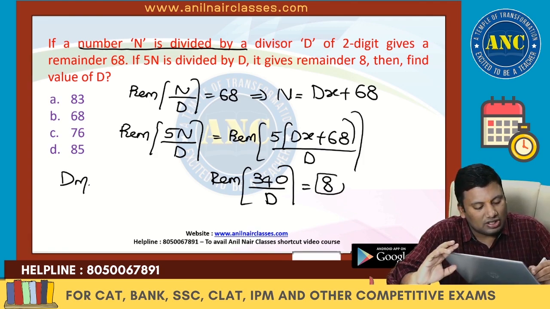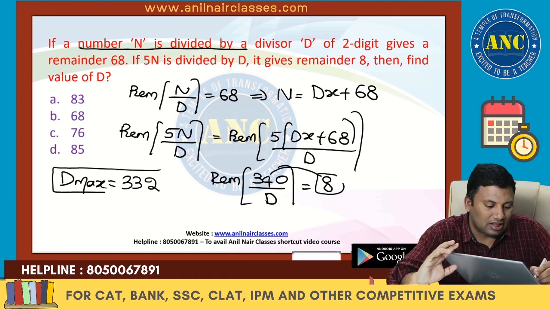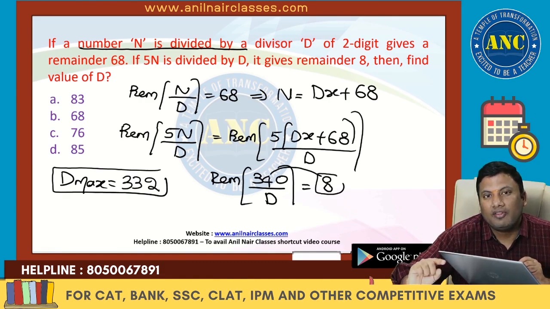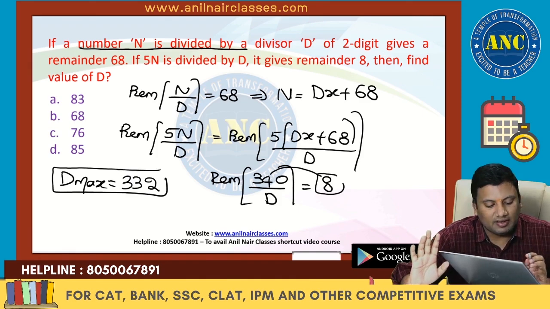What is the largest value? The largest value is the difference of this value. D max is nothing but 332. 340 divided by 332, 332 ones are 332. The remainder is 8.